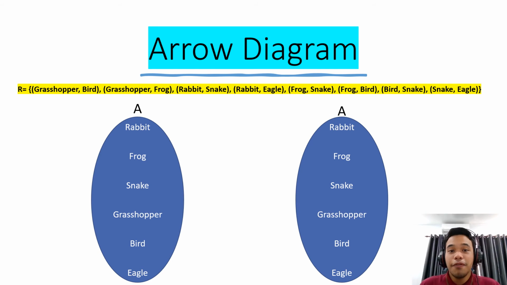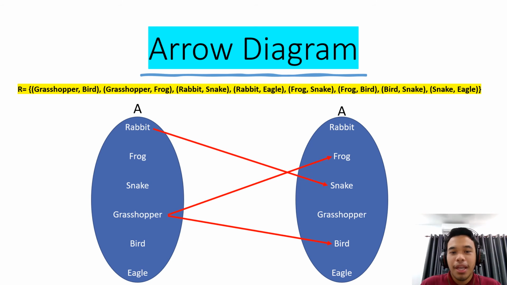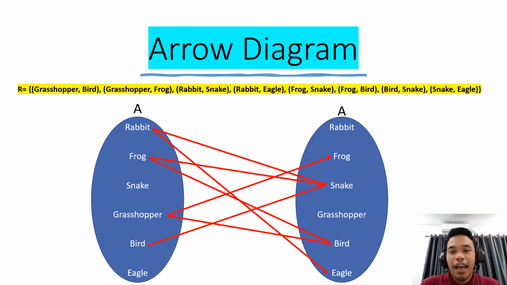Now let's transfer this information into an arrow diagram. Here we have two sets of A. Let's start with grasshopper, which can be eaten by bird. Now let's go for the next one. Grasshopper can be eaten by frog. Rabbit can be eaten by snake. Rabbit can be eaten by eagle. Frog can be eaten by snake. Frog can be eaten by bird. Bird can be eaten by snake. And lastly, snake can be eaten by eagle.